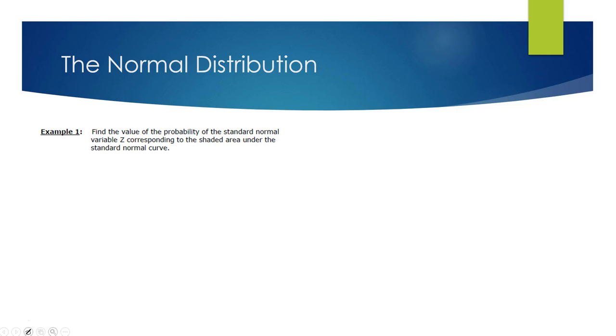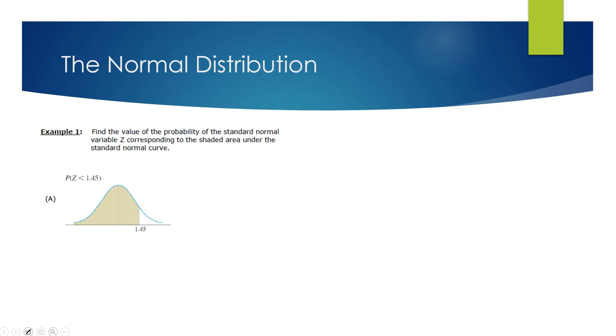So the first question is kind of basic here. Find the value of the probability of the standard normal variable z corresponding to the shaded area under the standard normal curve. So the first one here is that you're looking for the probability that z is less than 1.45.